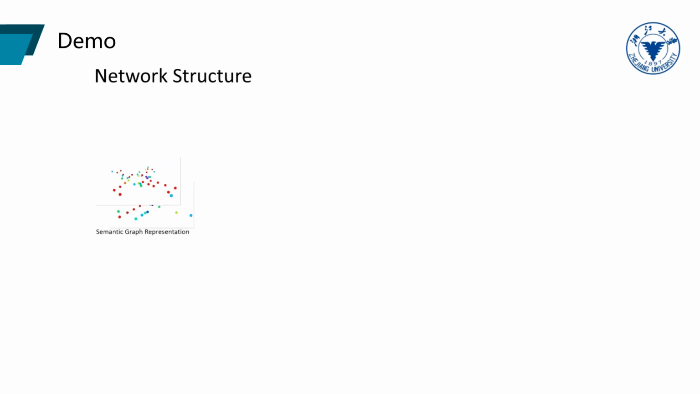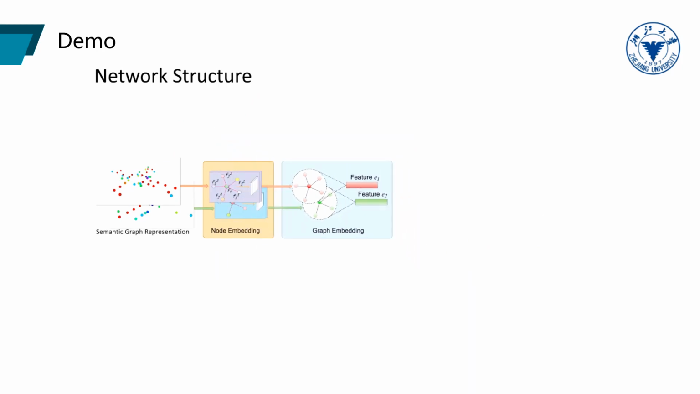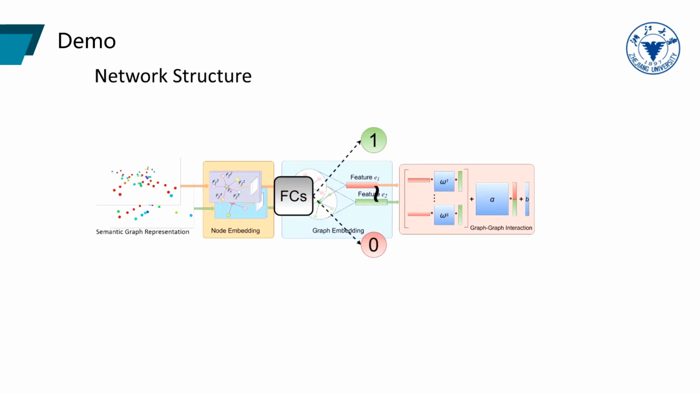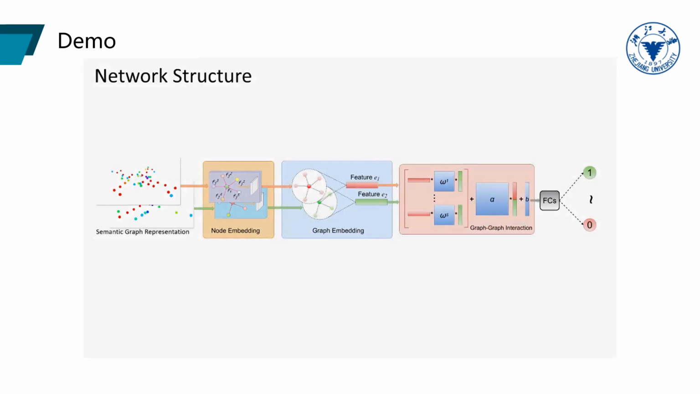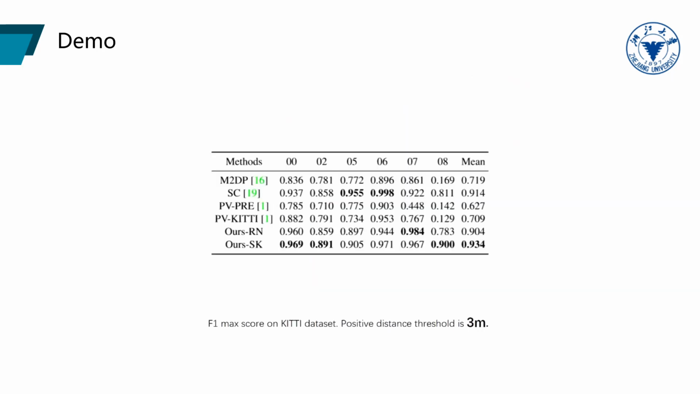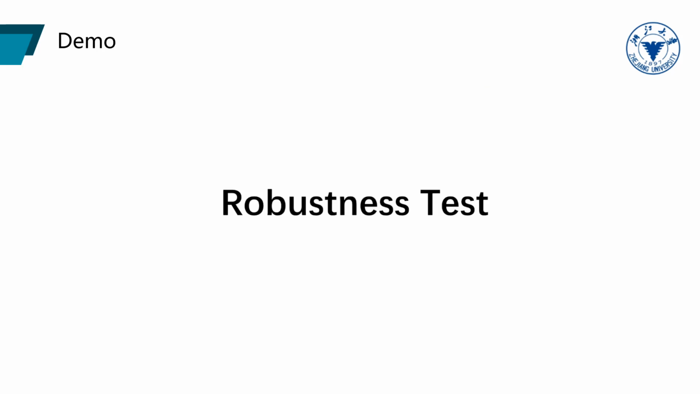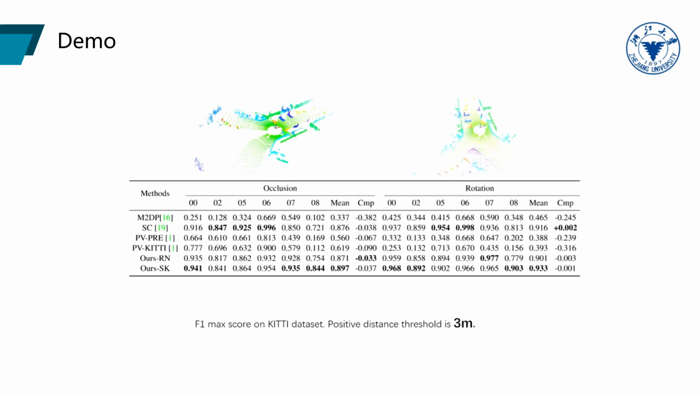It's our network structure. Node embedding, graph embedding, and graph-graph interaction. We get scores. And this is the experiment results. And the robustness test.